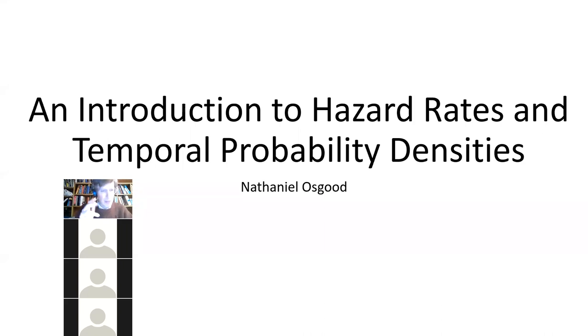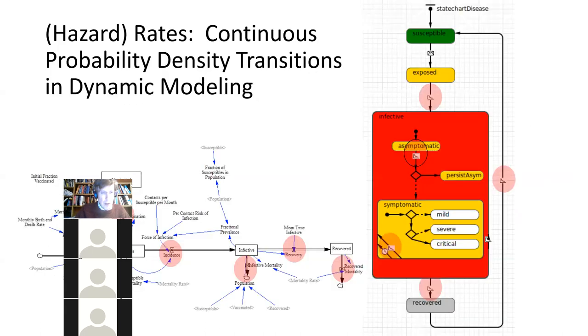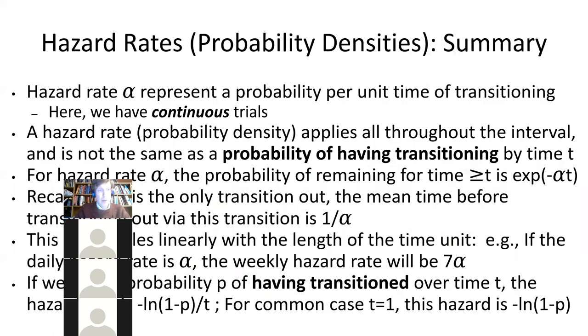In a way, this is the other side of the coin for what we just discussed. So you'll hear me make utterances about hazard rates and temporal probability densities. These are all useful terms in a more specialized context. But what we're talking about is a probability per unit time. And these things are legion. We see them with stocks and flows. We saw them with that other one.